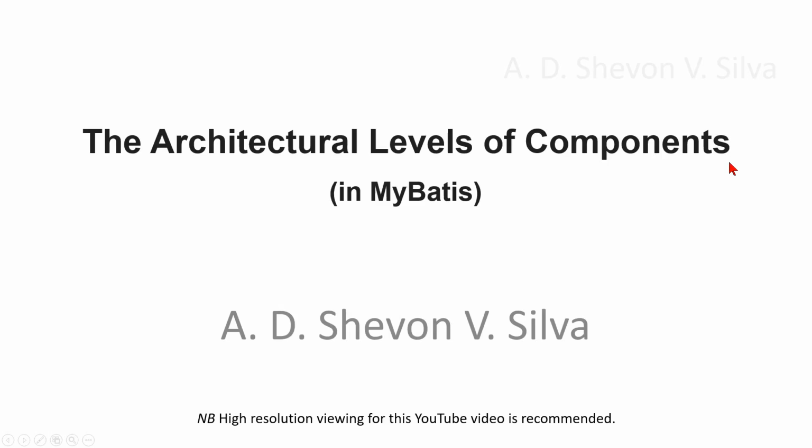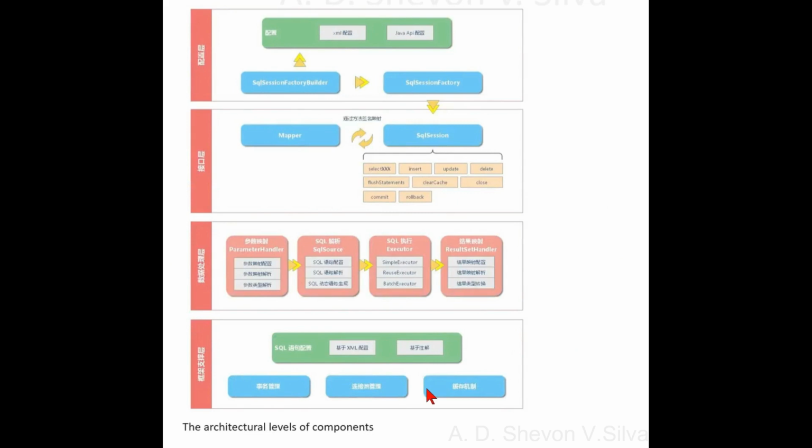The architectural levels of components in MyBatis. Here you can see architectural levels of components. This is another architecture diagram of MyBatis. From the perspective of MyBatis code implementation, the main components of MyBatis are as follows.